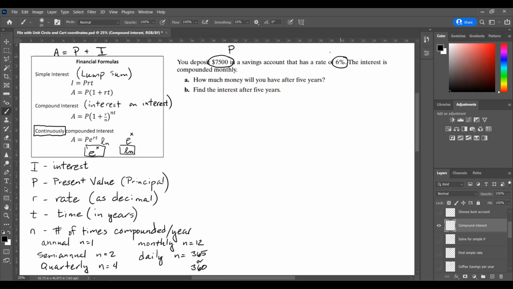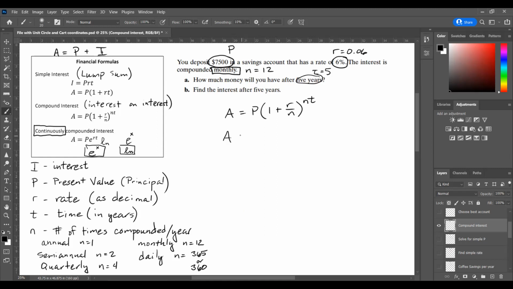This is our rate. So I'll say R equals 0.06. They tell me the interest is compounded monthly. And as we said earlier, monthly means N equals 12. So how much money will we have after 5 years? Well, that's a T. So let's go ahead and plug those in. Now the formula I'm going to use is the compound interest formula. P times 1 plus R over N raised to the NT power.